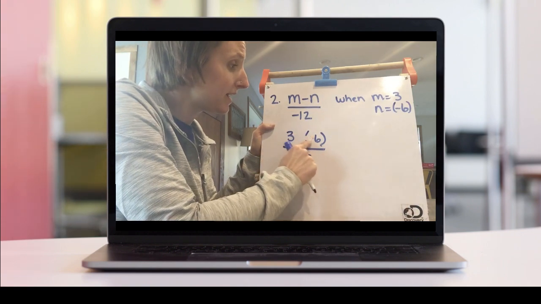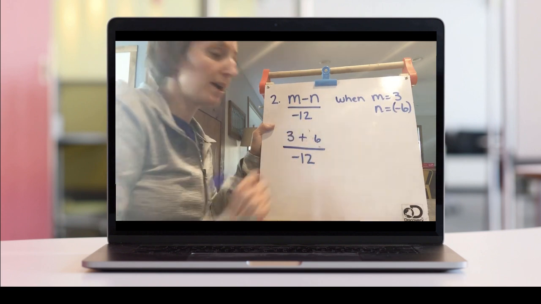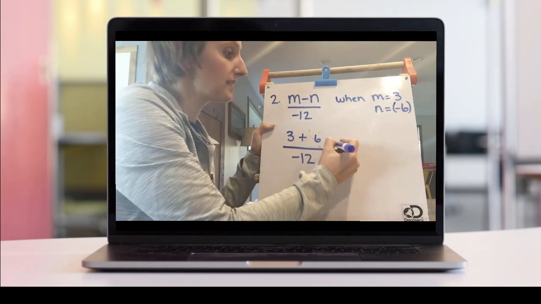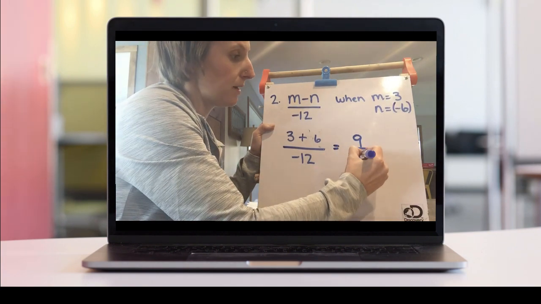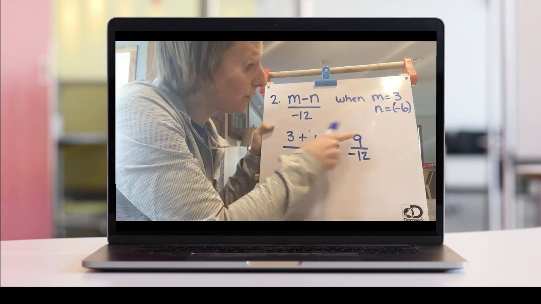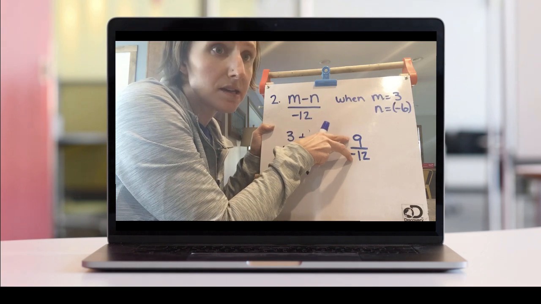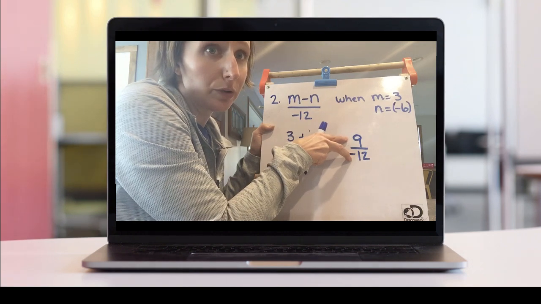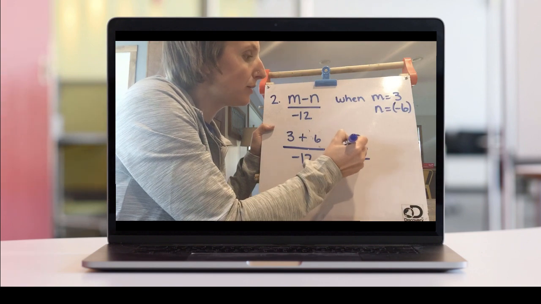You take away the negative, it's gone. What's the default? Positive. So 3 plus 6 is 9 over -12. Now I have one number for my numerator, one number for my denominator. Before we move on, do the signs for my numerator and denominator agree? No, they don't. So let's make a really quick note here.